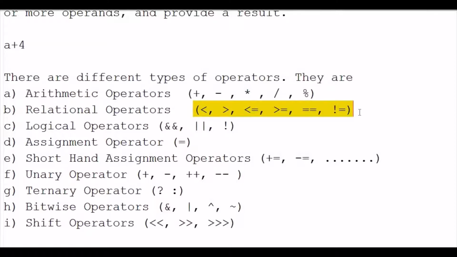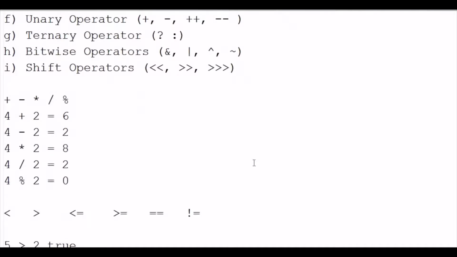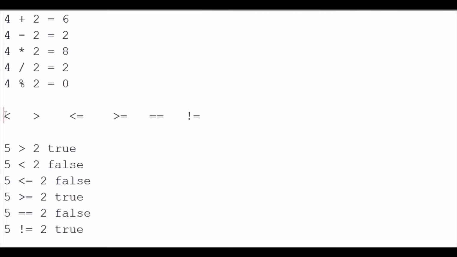Then let's move on to relational operators. Under relational operators, we have less than, greater than, less than or equal to, greater than or equal to, double equals to, not equal to. These are the relational operators available. Now basically relational operators are used to compare two values for the relations. So when we compare two values, the result is either true or false. Relational operators always result in true or false.